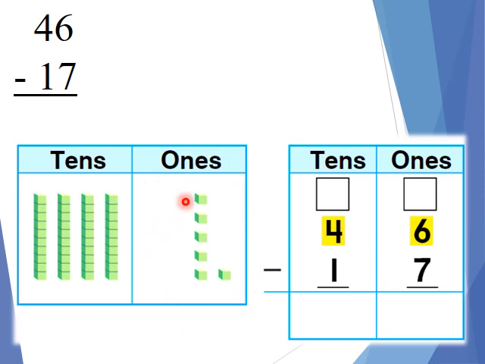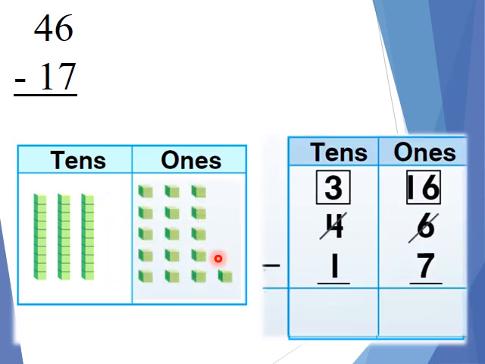Start by looking at the ones. There are only 6 ones to subtract 7 ones from. So it's time to regroup. We'll trade 1 ten for 10 ones in the ones column. And we need to record the regrouping. Now the model shows 3 tens and 16 ones. We need to mark through the 4 and the 6 and record 3 on top of the 4 because we have 3 tens, and 16 on top of the 6 because now we have 16 ones.